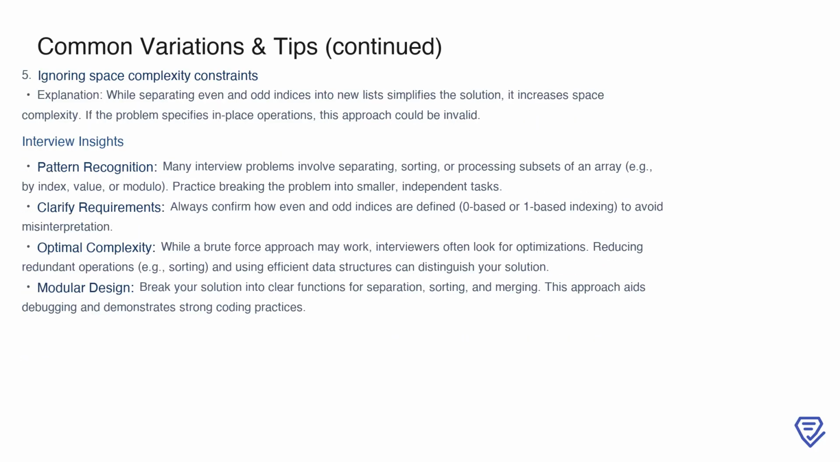Another important consideration is space complexity. While creating separate lists for even and odd indices can simplify your solution, this approach increases space usage. If the problem explicitly requires in-place operations, such an approach might not be valid, so always pay attention to constraints.